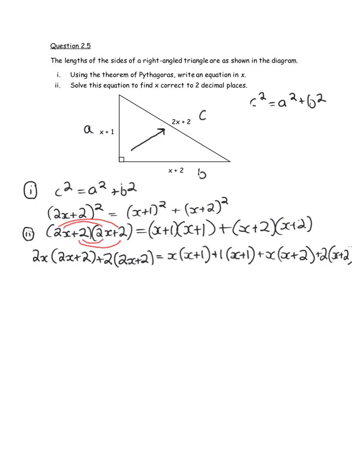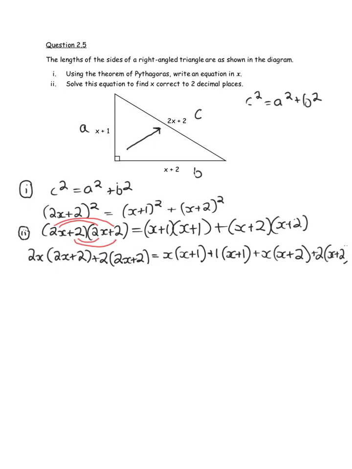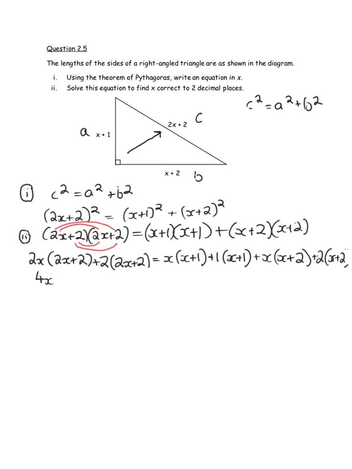So we're going to have here 2x times 2x, which is going to be 4x squared plus 4x plus 4x plus 4. That's going to be equal to x squared plus x plus 1 plus x squared plus 2x plus 2x plus 4. So now we've multiplied out all the brackets. I'm just going to get the like terms here now.